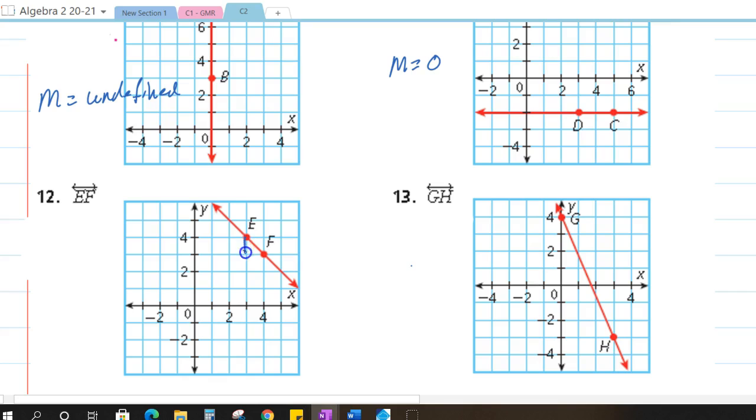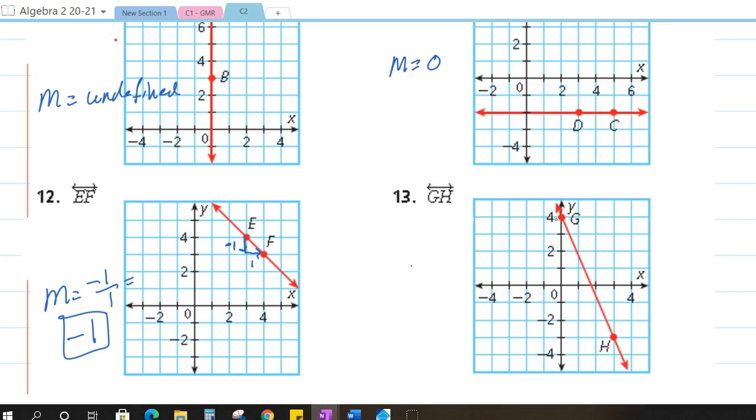Number 12, simply count. How far down are you going? How far to the right are you going? You're going down 1, you're going to the right 1. Because I went down, it's negative. My slope is negative 1 over 1. But can it be simplified? Of course. 1 divided by 1 is 1. So my slope is negative 1.